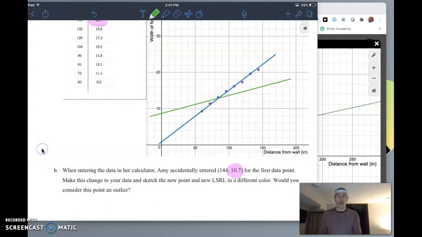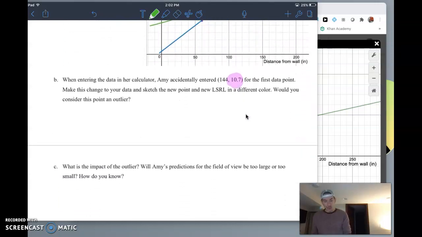Let's go back and look. Okay, look at the difference. Obviously that point got moved down here, at 144 to 10.7. It got moved down there. So that would have been the green scenario, would have had that one eliminated. But look at what happened. That line, that least squares regression line, got pulled down toward the outlier. It got pulled down toward the outlier.